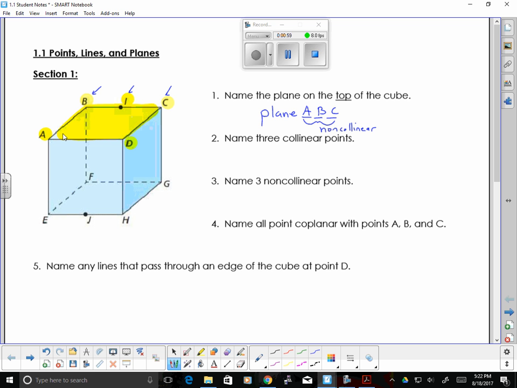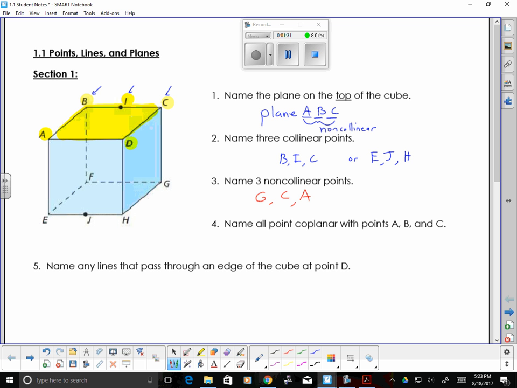That kind of answers number 2, name 3 collinear points. So B, I, and C would be collinear points. And you've only got one other option. You could have also pointed out E, J, or H. 3 non-collinear points, well, you've got lots to choose from. So I could pick any 3 points other than that. So I could say, for example, G, C, and A. Those are non-collinear points, right?